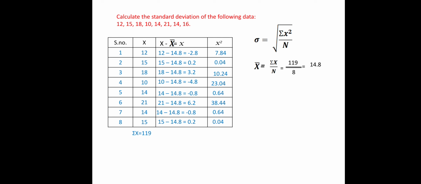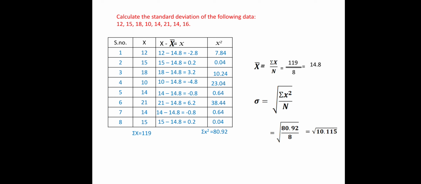Now again you recheck the formula. You have summation of x square, so you need to sum up all these values of x square and we'll get the value summation of x square is equal to 80.92. Now we have got all the values, so we need to put everything in this formula and we get square root of 80.92 divided by 8. Solve this, square root of 10.115, and lastly we got the value 3.18. So 3.18 is the standard deviation.